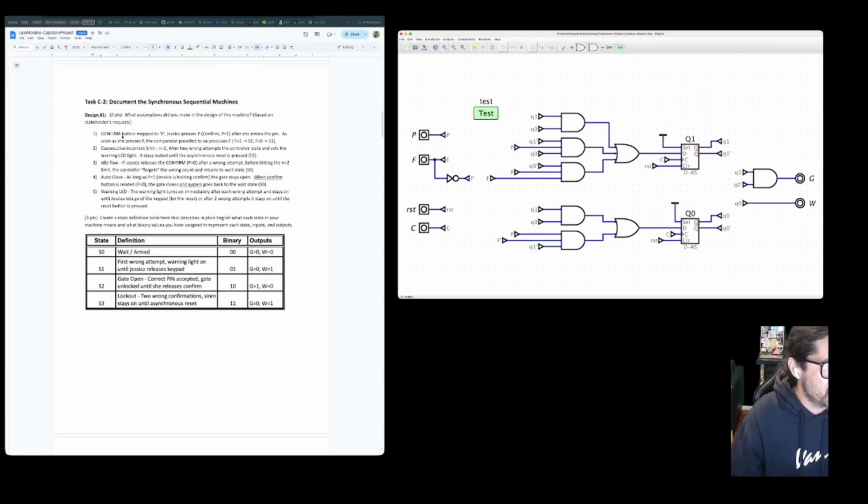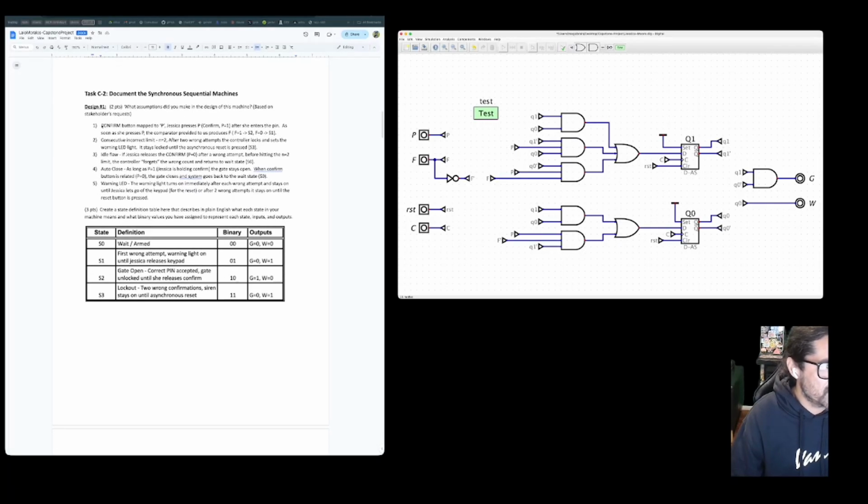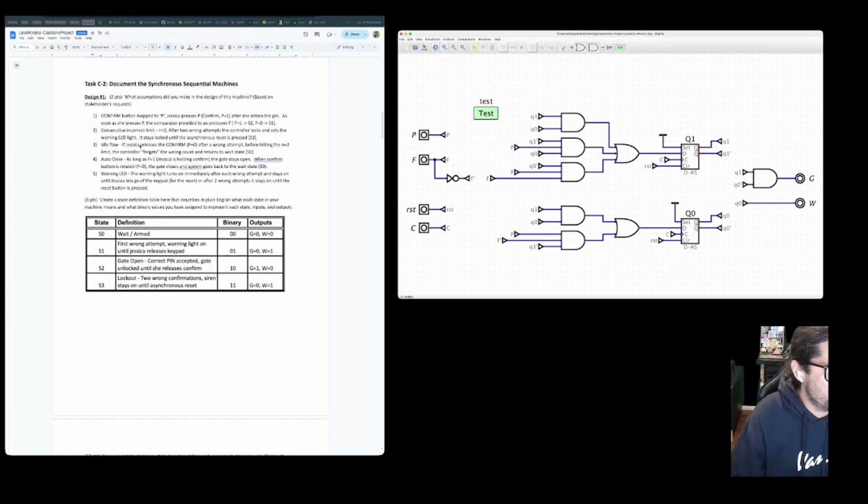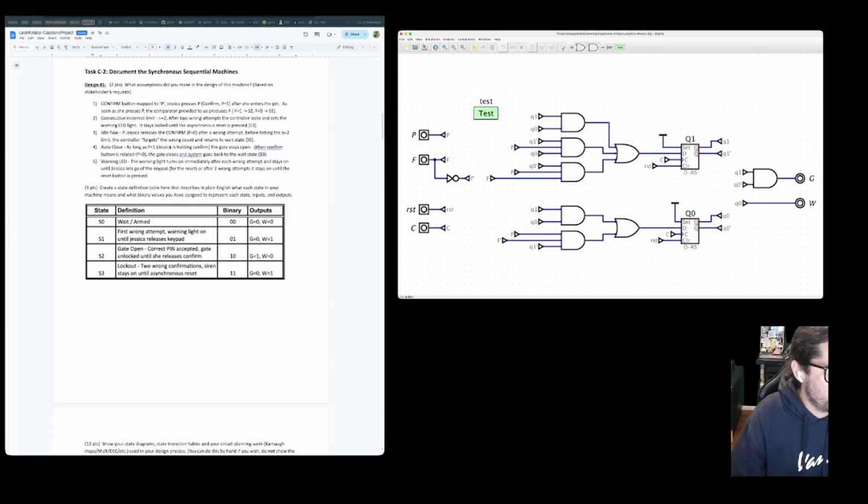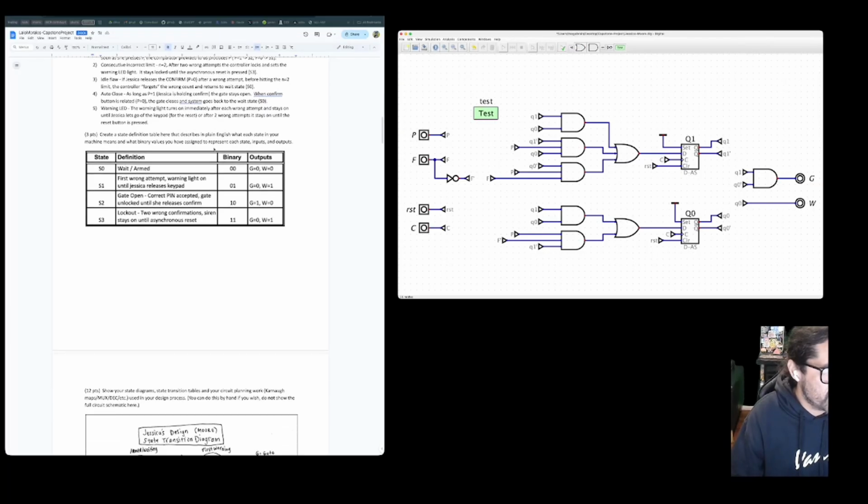Here is my assumptions list for Jessica's design. She wants the confirm button mapped to P, so when she pushes it, the gate opens. N equals 2 for a 2 incorrect limit. The idle flow is implemented, and auto close as long as P is 0.